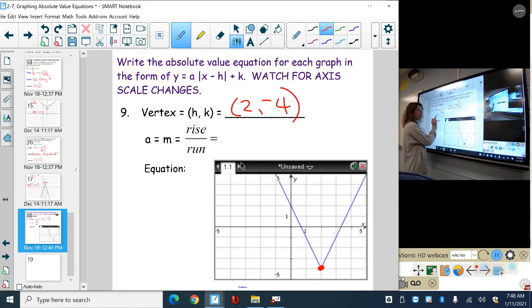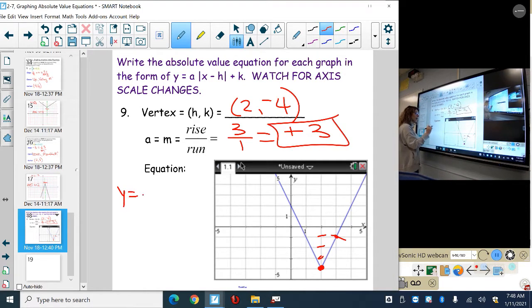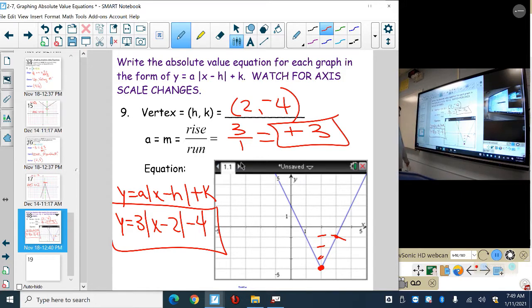And then a equals m, which is your rise over your run. I even put that in there for you. So I'm going to choose any point that I can clearly see intersects the crosshairs. So I'm going to rise up 1, 2, 3 units, and then run to the right 1 unit. Since it has a minimum value, it's a valley, that means my a value must remain +3. So I'm going to write down my equation. I have y is equal to 3, x minus 2, minus -4. And this is your equation, and you are done.